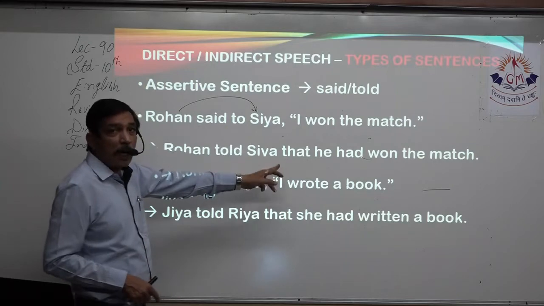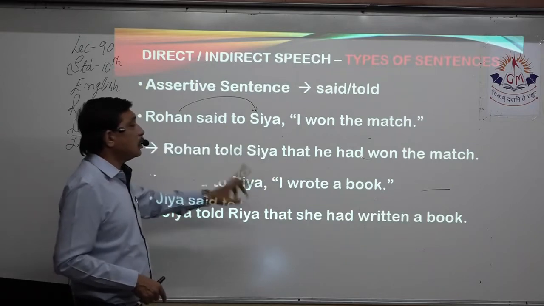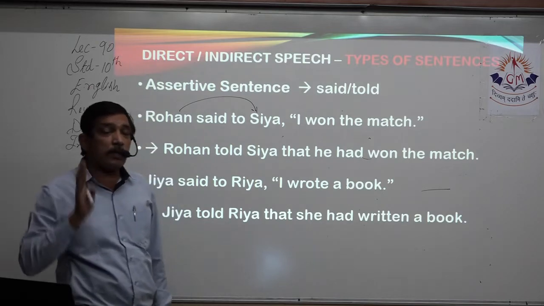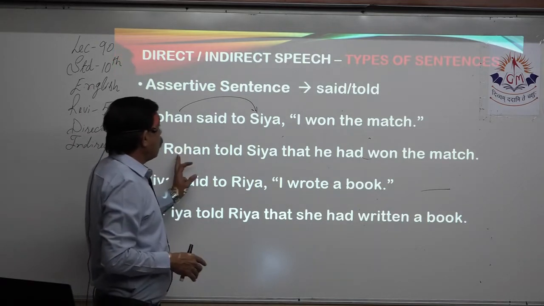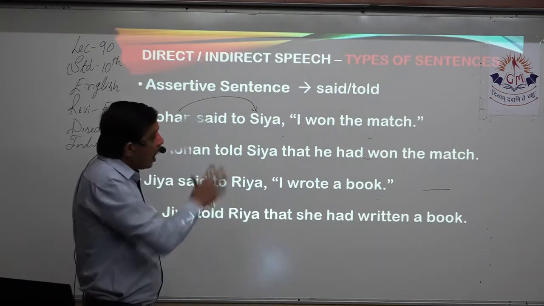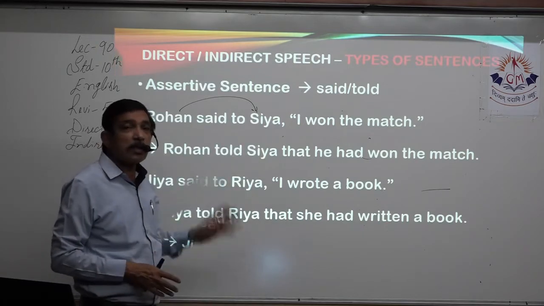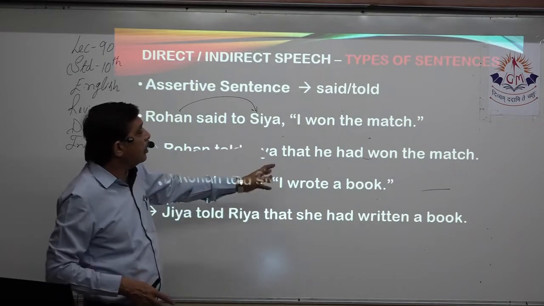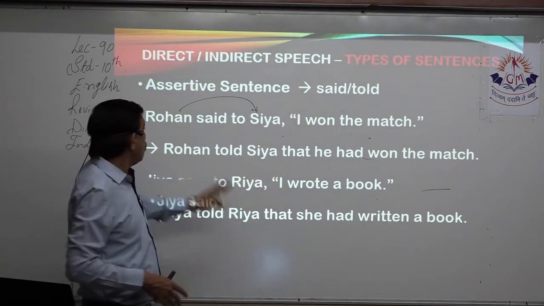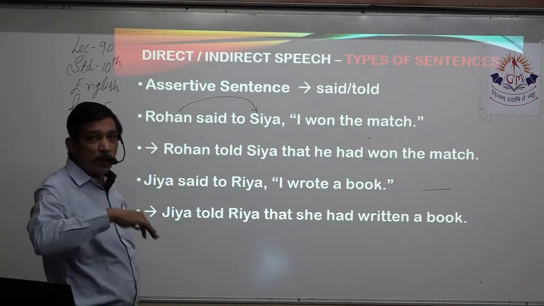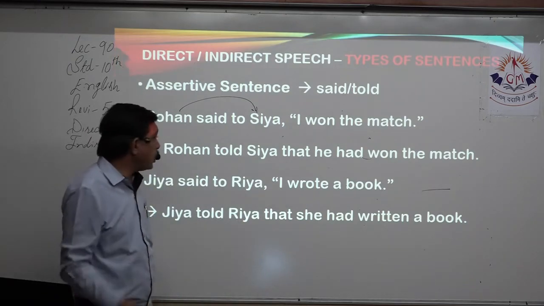"Rohan said to Sia" becomes "Rohan told Sia." It will not be "Rohan told to Sia," right? It will simply be "Rohan told Sia." "I won the match." Again, we have to do that same thing. "Won" is in past tense, so past perfect. "I" changes to "he." Rohan told Sia that he had won. "Won" becomes "had won." That is the only other change over here.